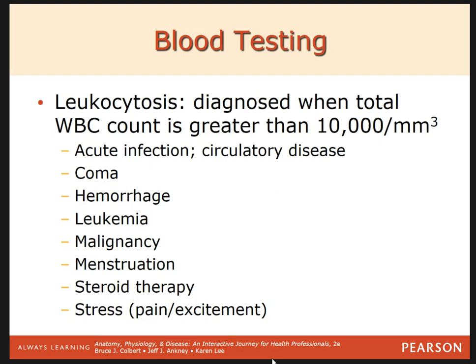Coma, hemorrhage, leukemia can elevate your white blood cells. Cancers, malignancies, menstrual cycles, steroid therapy can increase all of your blood cell productions, and stress or pain or excitement can increase your production of white blood cells.